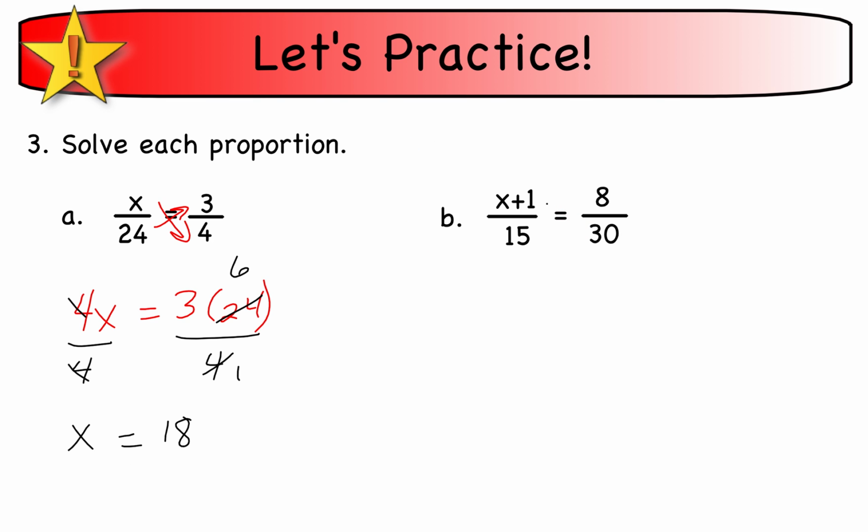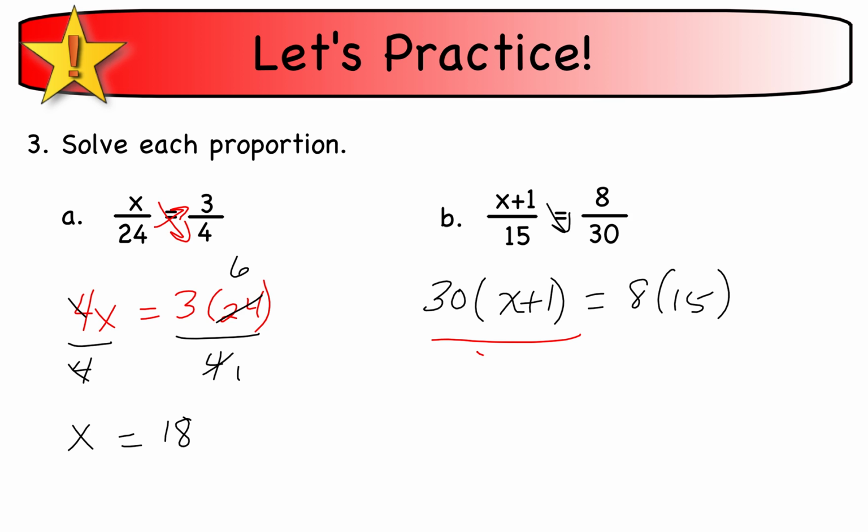Over on the right-hand side, if we multiply, I'm just going to say 30 multiplied by, in parentheses, x plus 1 is equal to 8 times 15 in parentheses. Again, I'm not going to distribute the 30. You could if you wanted to. You don't have to. But I could go ahead and just divide both sides by 30 since the one side is multiplied by 30. That'll help me get rid of that 30.